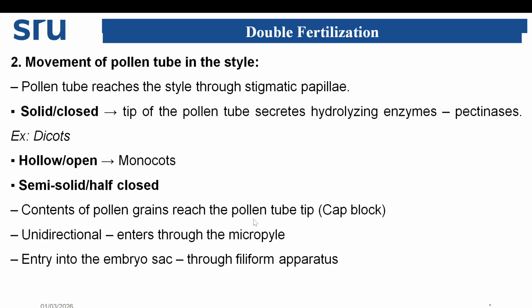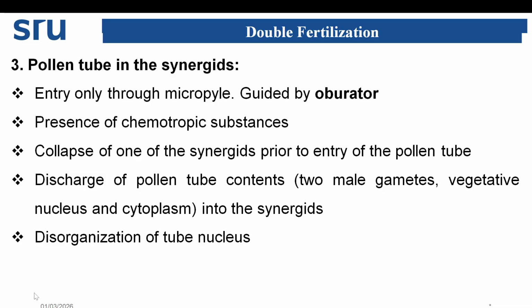The content of the pollen grain reaches the pollen tube tip. It is unidirectional and enters through the micropyle. Entry into the embryo sac is through the filiform apparatus. Then third, that is pollen tube in the synergids. Entry only through the micropyle, guided by the presence of chemotropic substances.